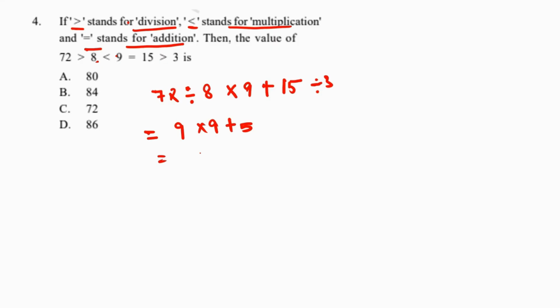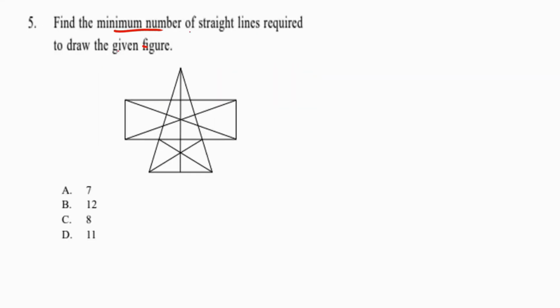Next, coming to the fifth question: find the minimum number of straight lines to draw the figure given below. 4 for this, 2 for its diagonals, that's 6, 3 for the triangle, that's 9, and 3 for its bisectors, that's 12. So option B, 12, is the answer.